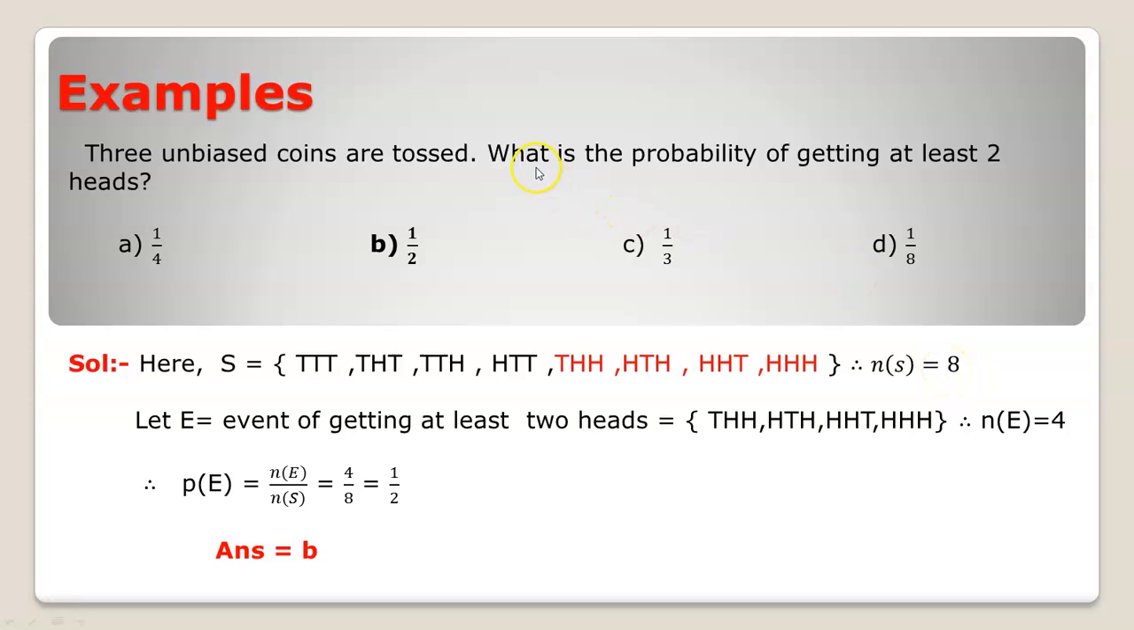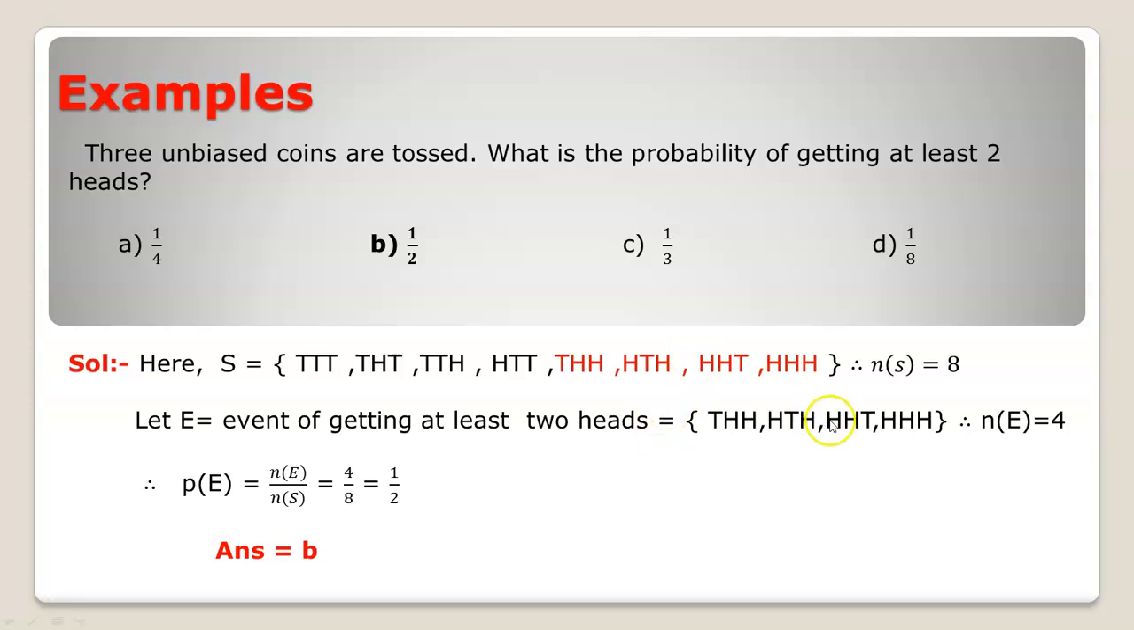Observe the question: what is the probability of getting at least 2 heads? What is the meaning of at least? The word itself shows it starts from the minimum. So always remember, at least means minimum to maximum. So the event of getting at least 2 heads, at least meaning minimum to maximum, has only 4 points selected in the event: THH, HTH, HHT, HHH.